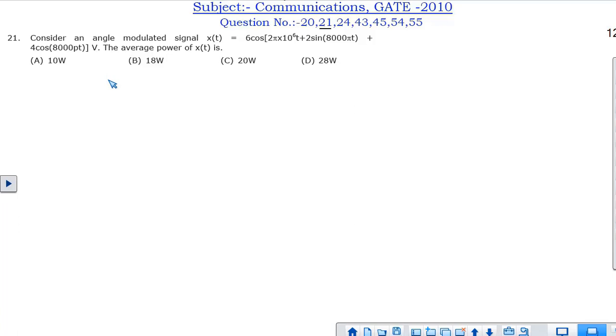Next question is question number 21. In this question, consider an angle modulated signal x(t) which is equal to 6 cos(2 pi 10 to the power 6 t, that is the carrier frequency, plus 2 sin 8000 pi t plus 4 cos 8000 pi t). The average power of x(t) we have to find out.